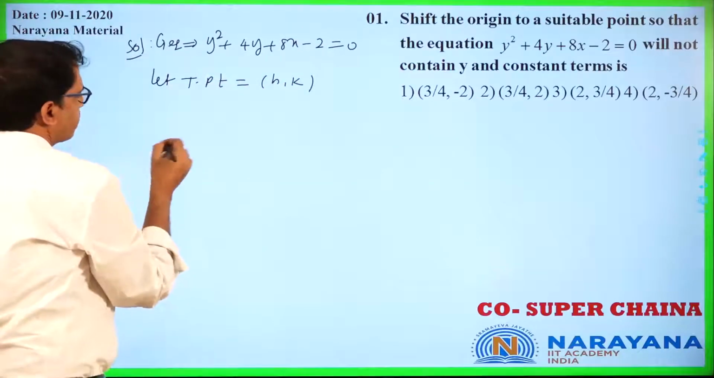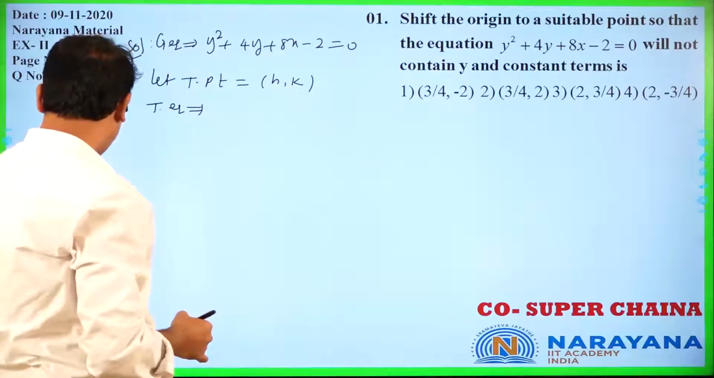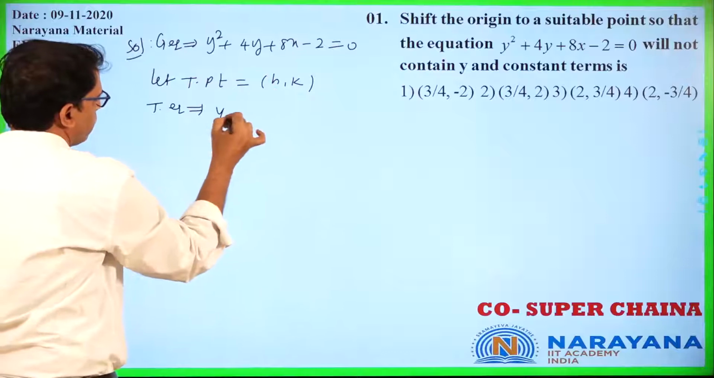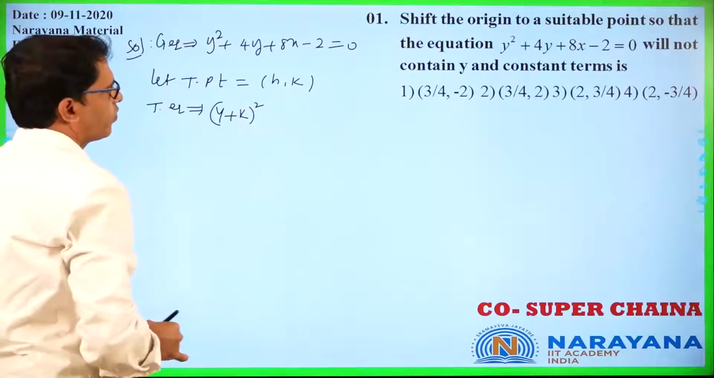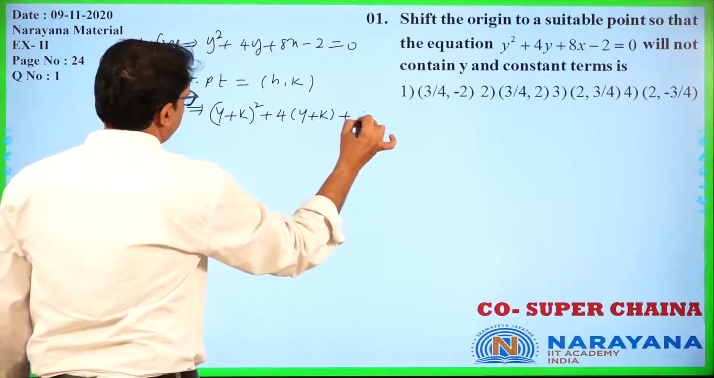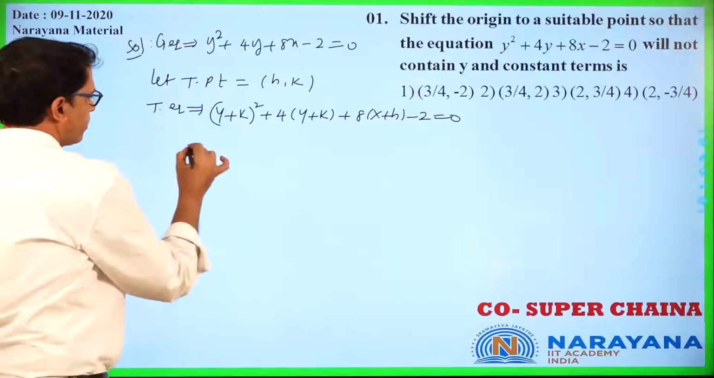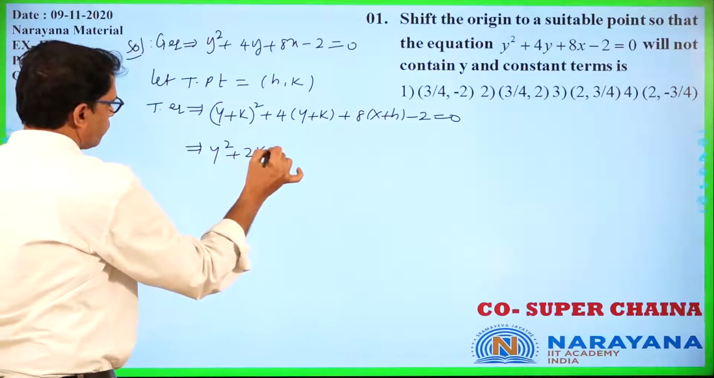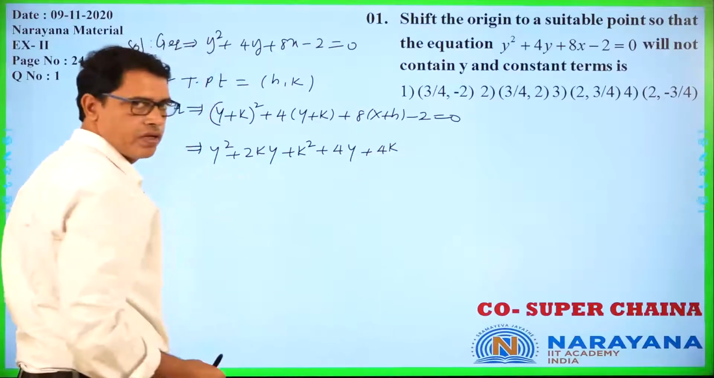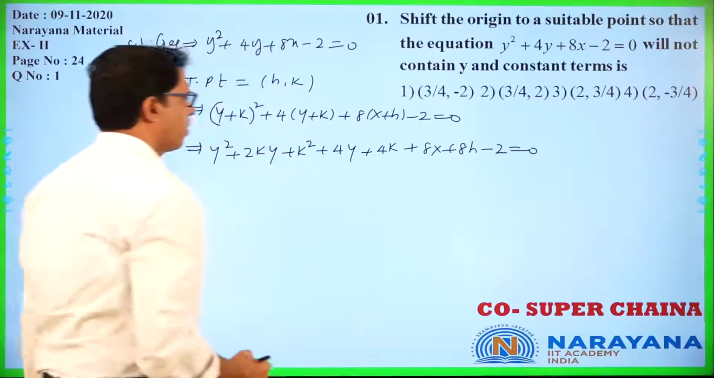Therefore, the transformed equation: in the place of x, x plus h, and in the place of y, y plus k. So in the place of y, (y plus k) whole square, then plus 4 into (y plus k) plus 8 into (x plus h) minus 2 equals 0. Simplify: y square plus 2ky plus k square, then plus 4y plus 4k, then plus 8x plus 8h minus 2 equals 0.